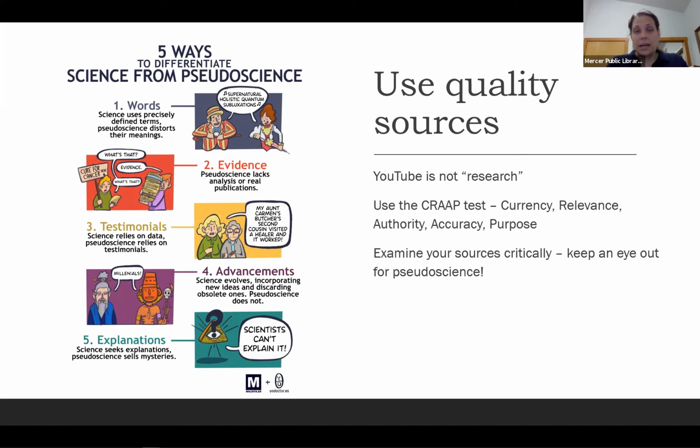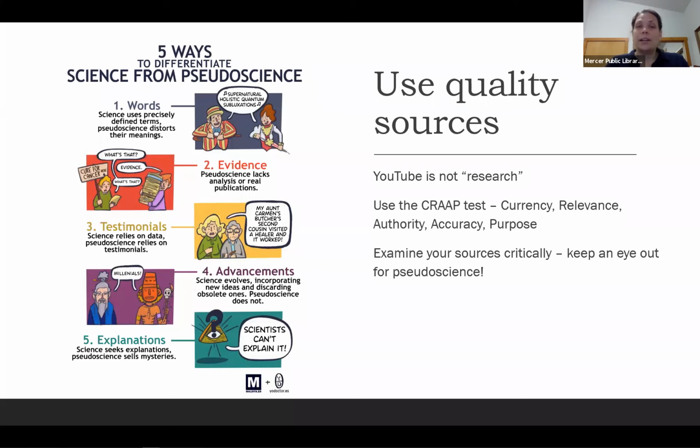So we've all seen pseudoscience. This used to be like your crazy uncle who wanted to tell you about how the Mayans invented cell phones and things like that. But we see this even more on the web now because anyone, again, can publish their own website and information. So this little fun graphic gives you 5 things to keep an eye out for pseudoscience. One is the language that they use. Are they using precisely defined terms, or are they throwing together a bunch of random words like supernatural, holistic, quantum, subluxations to talk about a topic?